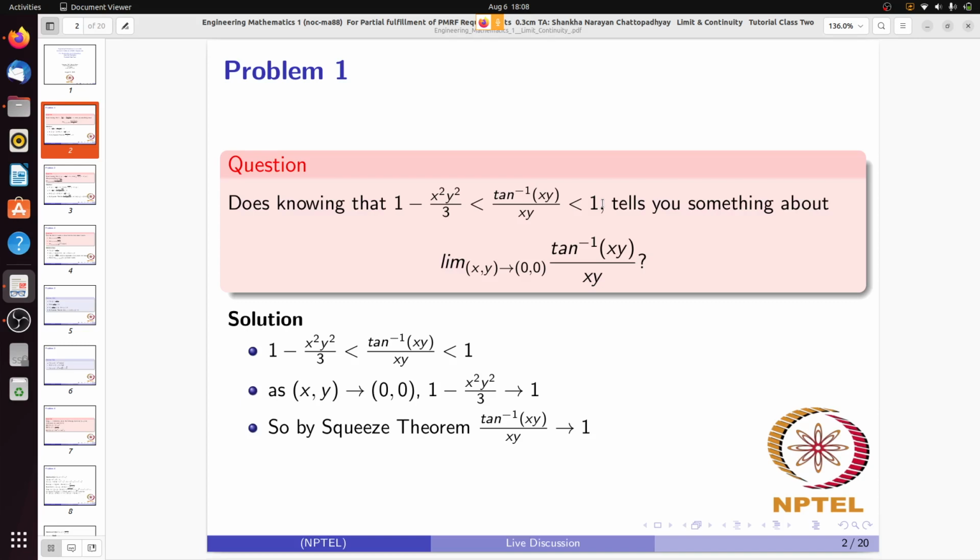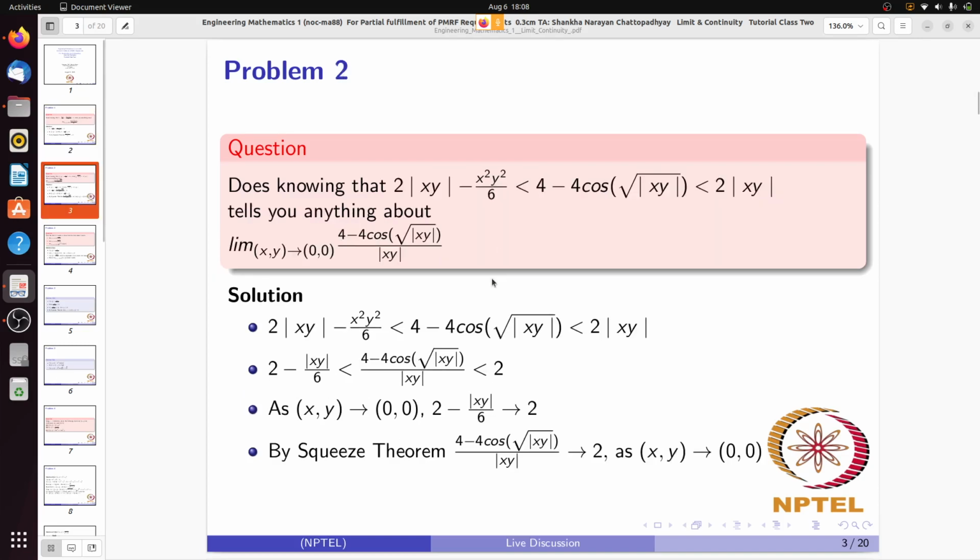By the implementation of the Squeeze theorem, which has another name, the sandwich theorem, we get that as the left hand side is tending towards 1 and the right hand side is also tending towards 1, ultimately the middle part, tan inverse xy divided by xy, will also tend towards 1.